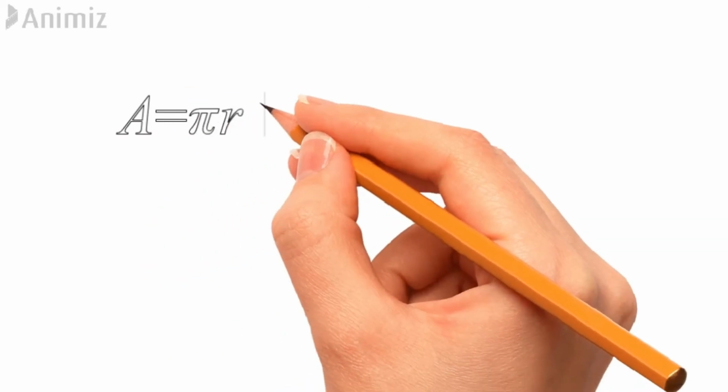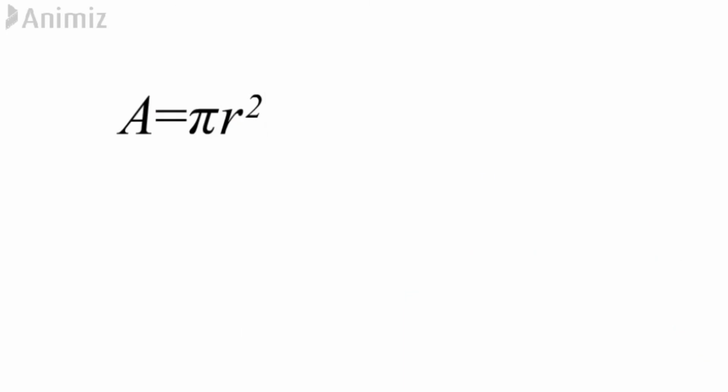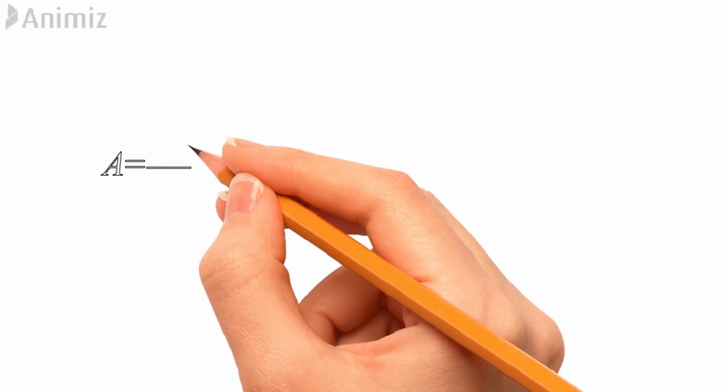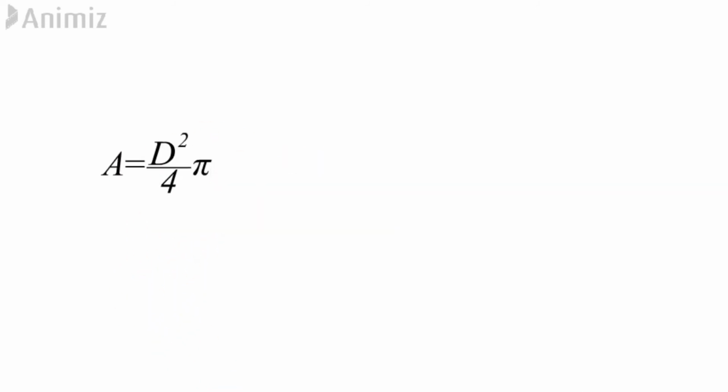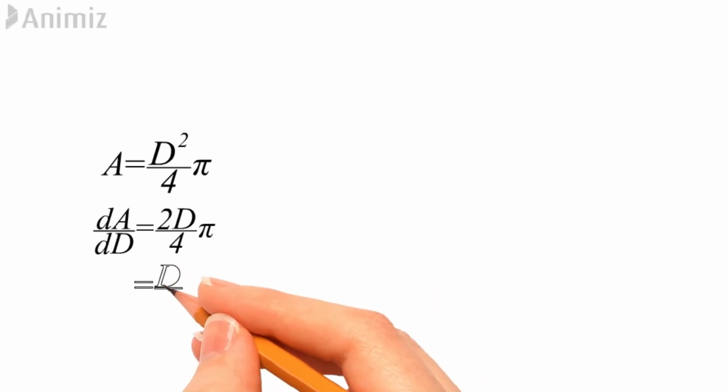Our next step is to differentiate the equation, and we need to do a crucial step in order to differentiate it. Since we need dA over dD, we need to change the radius into diameter terms. So the equation will be A equal to pi times d over 2 squared, because the radius of a circle is equal to the diameter divided by 2. Then we will differentiate the equation A equal to pi times d over 2 squared and get dA over dD is equal to d over 2 pi.